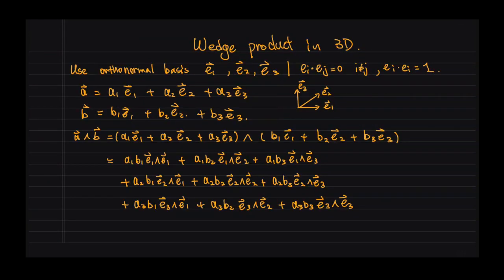Now we talk about wedge product in 3D. As before, we use orthogonal basis. We use E1, E2, E3, and you can think about E1 pointing in one direction, E2 pointing in this direction, and E3 pointing up. And remember, this is 3D. They are all orthogonal to each other. We choose them such that they are orthogonal to each other.